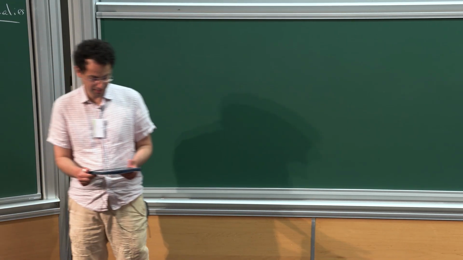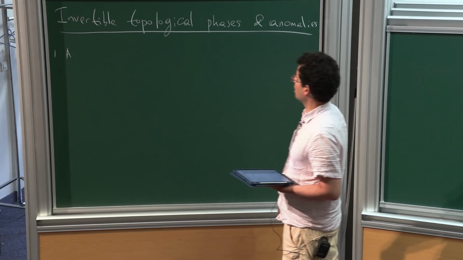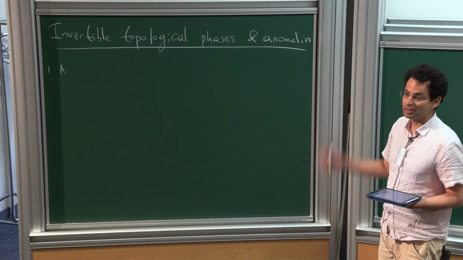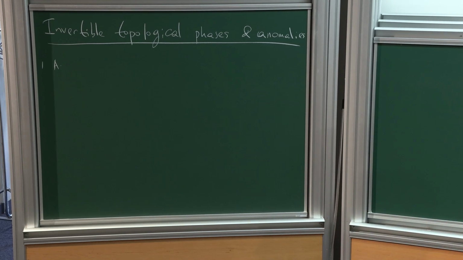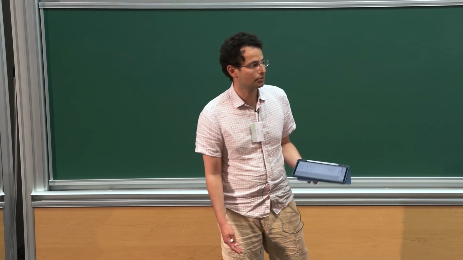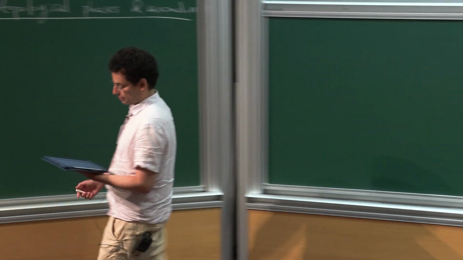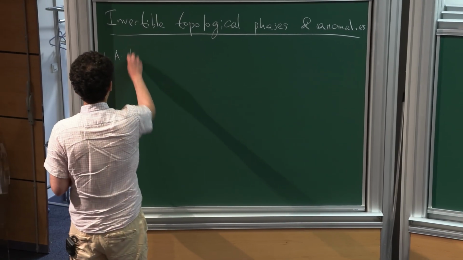Very beautiful, nice here. So I'd like to talk about invertible topological phases and anomalies, and I'll be going between the lattice, more condensed matter viewpoint, and quantum field theory. And here are a couple of references.